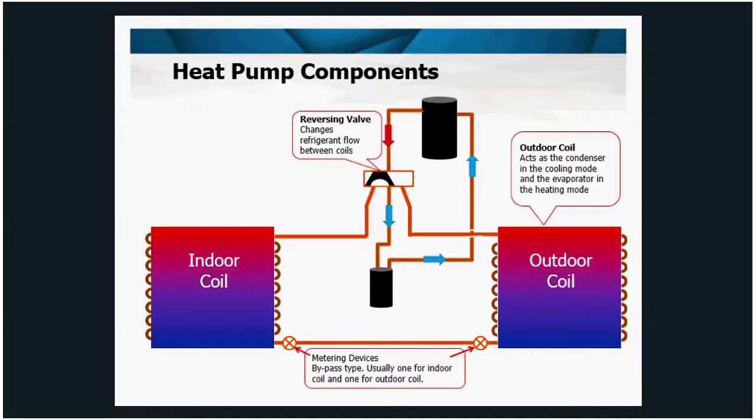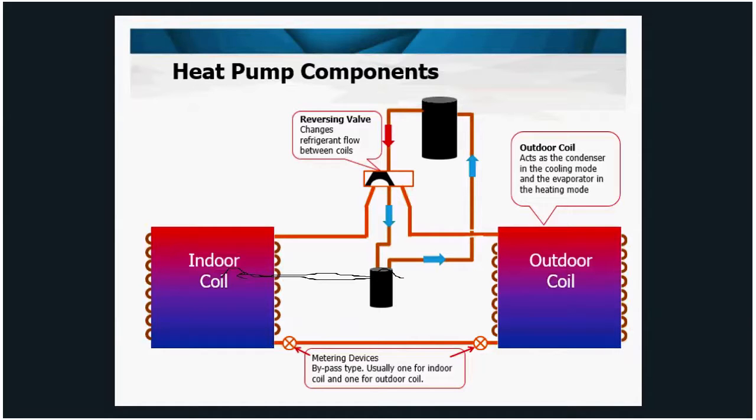We also have two metering devices instead of one. Now, I need to preface this a little bit. These are bypass type metering devices. In the cooling mode, let me pick up the pen here. In the cooling mode, refrigerant will bypass the outdoor metering device and go to the indoor metering device, just like a regular air conditioning system. In the heating mode, we bypass the indoor metering device and we meter from the device at the outdoor coil.